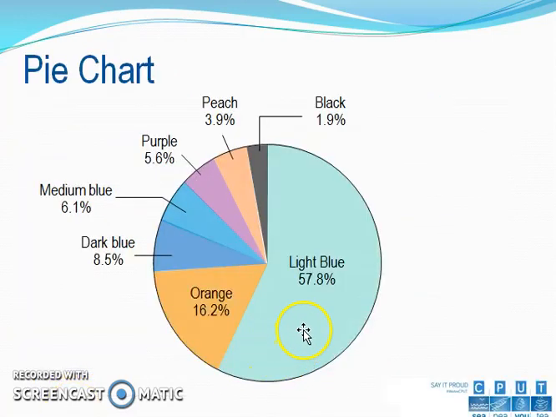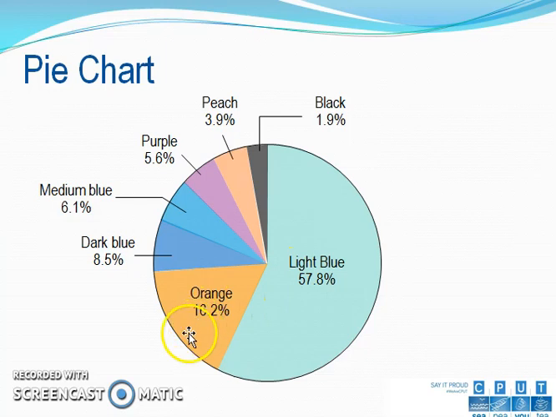The next thing that you do is you actually draw your circle. Based on the information that we worked out previously, we will use a compass and we'll allocate the proportion to each of the categories. So light blue was 208 degrees. So this section is 208.2 degrees of the 360 degree circle.